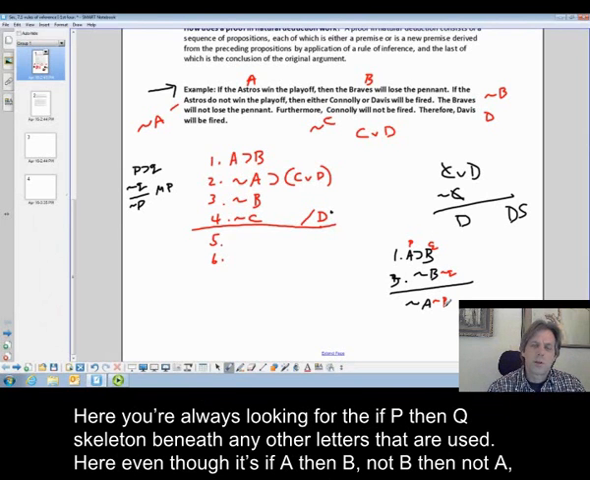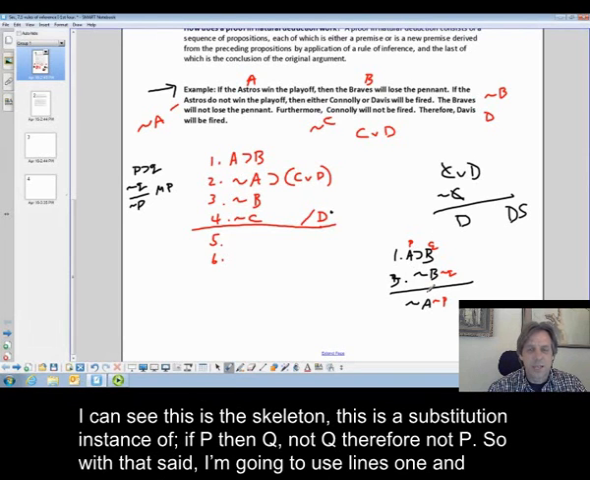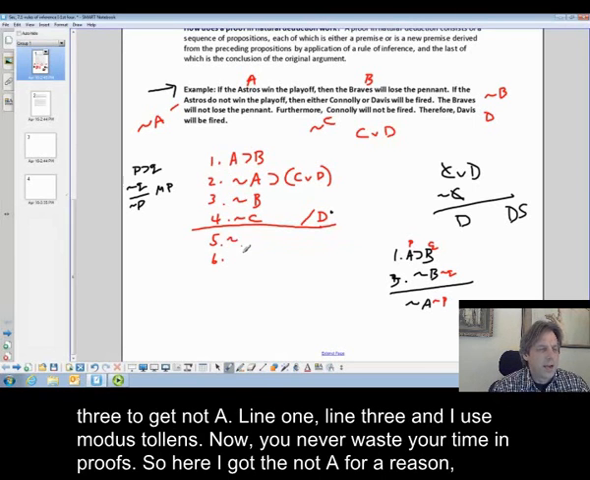Here you're always looking for the if P then Q skeleton beneath any other letters that are used. Even though it's if A then B, not B, then not A, I can see this is the skeleton. This is a substitution instance of if P then Q, not Q, therefore not P. So with that said, I'm going to use lines 1 and 3 to get not A. Line 1, line 3, and I use modus tollens.